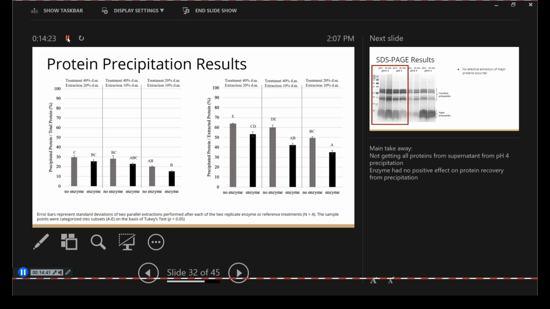Looking at the protein precipitation results, from the graph on the left, you can see the amount of protein that was precipitated compared to the amount of protein in the meal. And we see that we have lower yields that are around 30 and lower. And then on the right side, we can see the amount of protein that was precipitated compared to the amount of protein that was extracted. And we can see that, again, it's lower than we would like, and it's around 60% and lower. And we see that the enzyme actually decreased the amount of protein precipitated in each case.